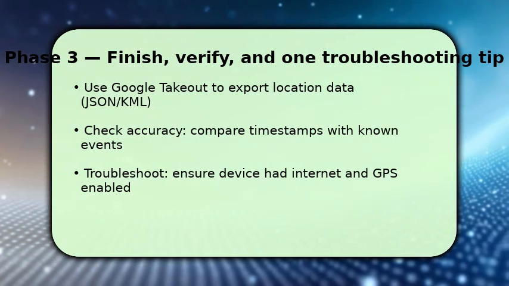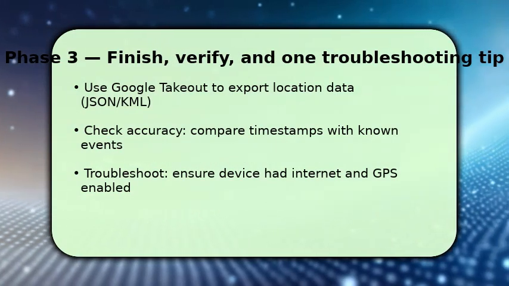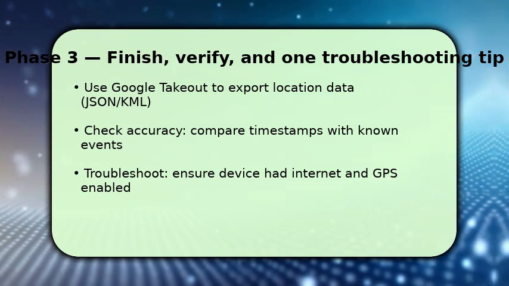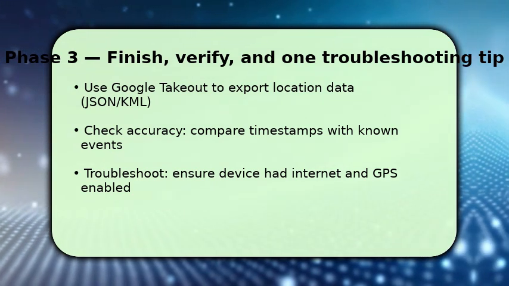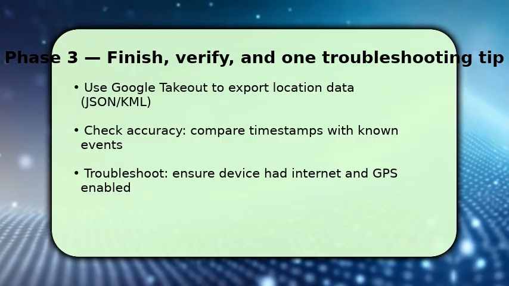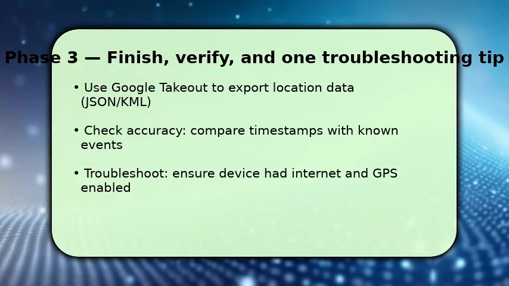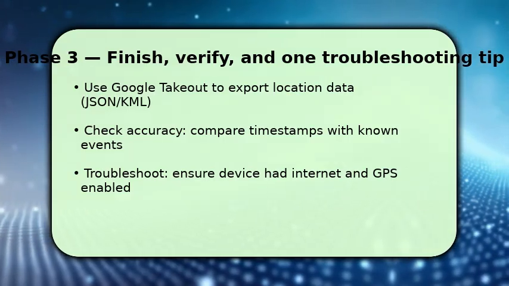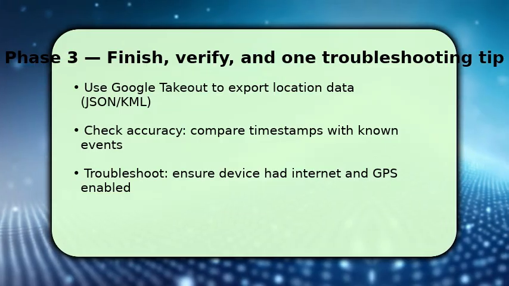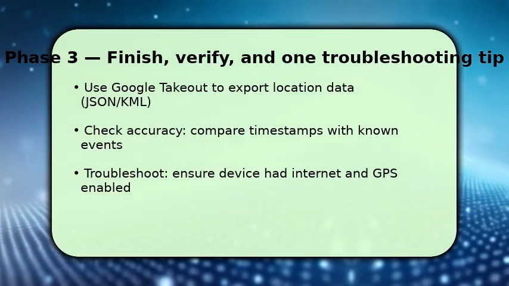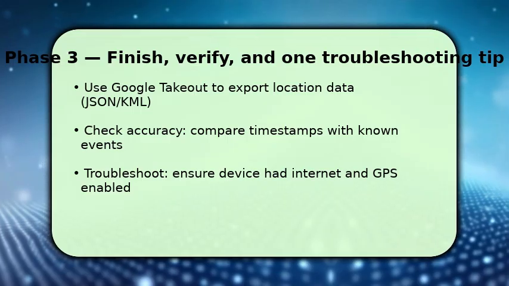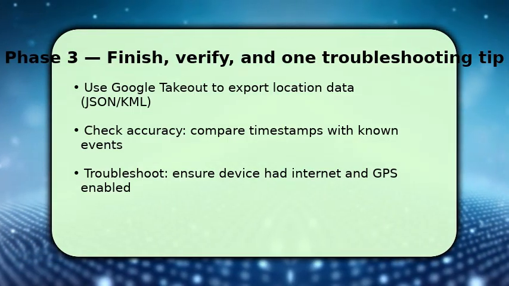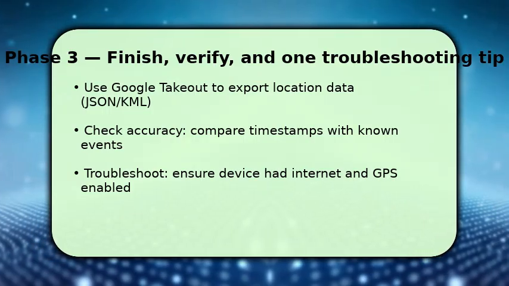Finally, export or review the data to keep a copy. Google Takeout lets you download location history as JSON or KML so you can analyze it offline. When you examine entries, compare timestamps to your calendar or receipts to verify accuracy, because location fixes can drift. If something's missing, first check that the device had GPS and internet enabled at the time. If not, data may be incomplete. As a tip, resync the device and wait a few minutes before rechecking to resolve syncing delays.